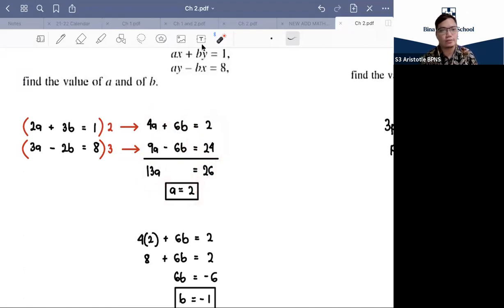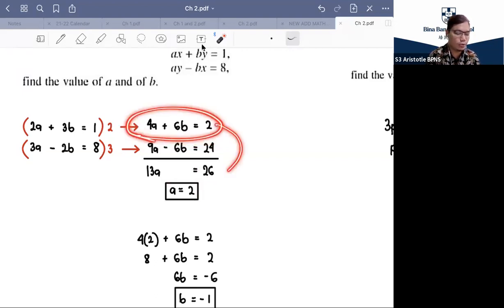Any question, class? All right, none? All right. Now, how do we solve for b? So same like before, you just choose either the first or the second equation. Okay, so for me, again, I want my work to be easier. So I'll go for the one with the smaller numbers. Okay, so 4a plus 6b equals 2. So that's what I use.